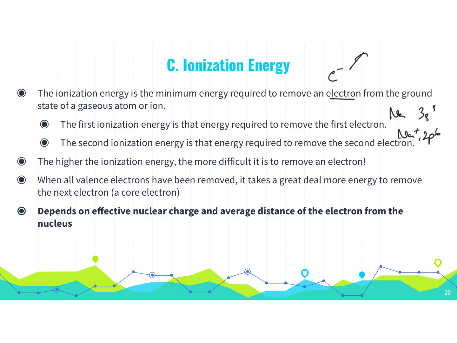The higher the ionization energy, and we're going to call ionization energy IE, the harder it is to remove an electron. So very low ionization energies, the electron is very easy to remove. Very high ionization energies, that electron is difficult to remove. And then once all those valence electrons are removed, now it looks like a noble gas configuration.